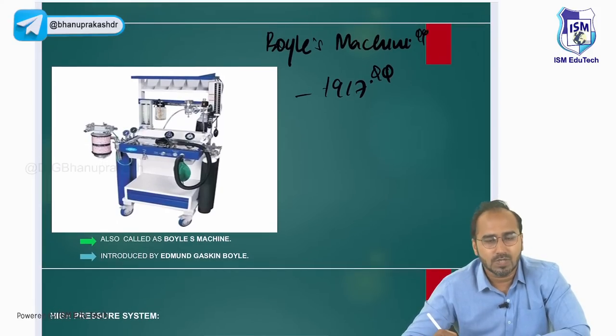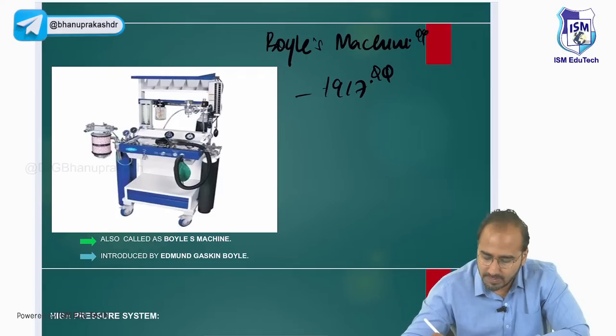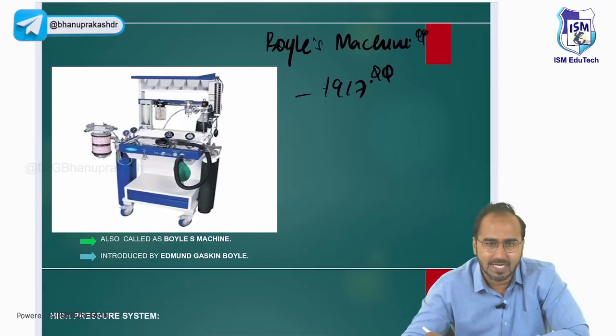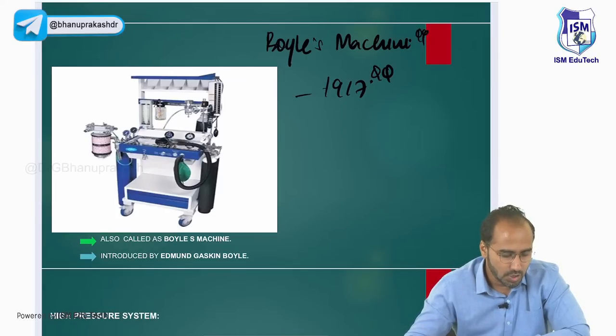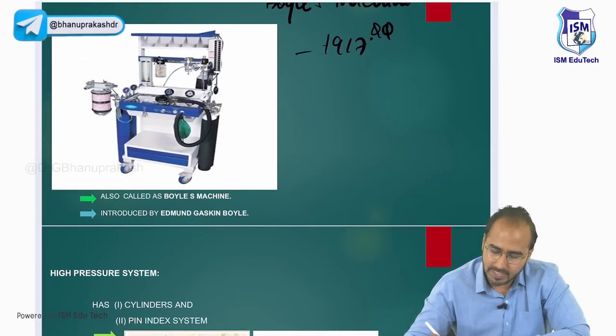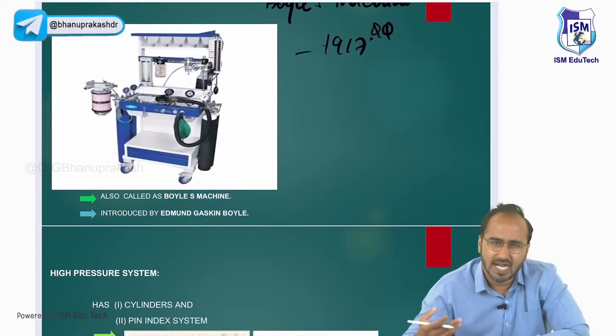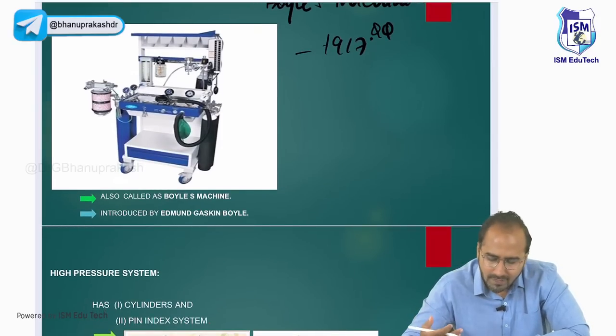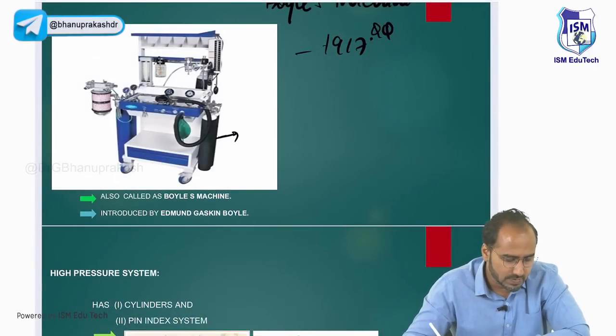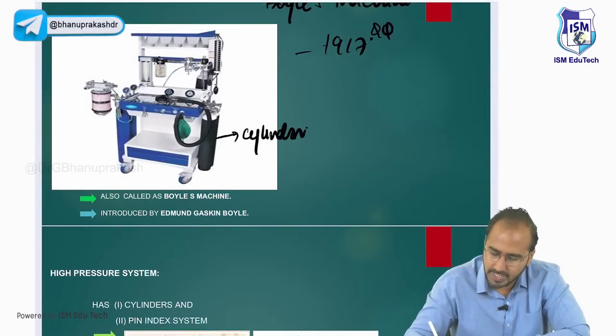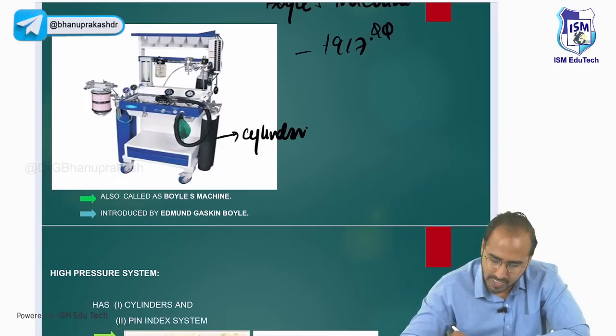We will divide this machine into three systems. One system is called high pressure, the other is intermediate, and the last is low pressure. We don't have to remember what is there in high, intermediate, and low. What we need to remember is about the parts of the machine. This part of the machine is called cylinder.